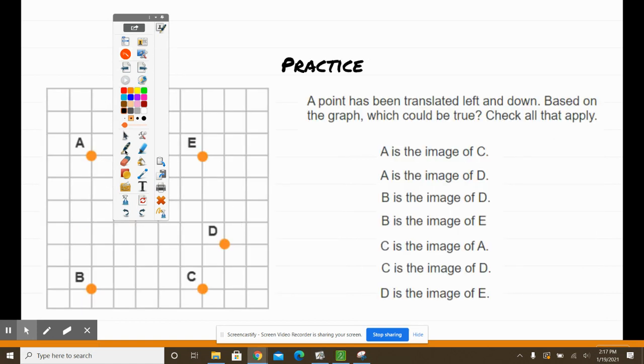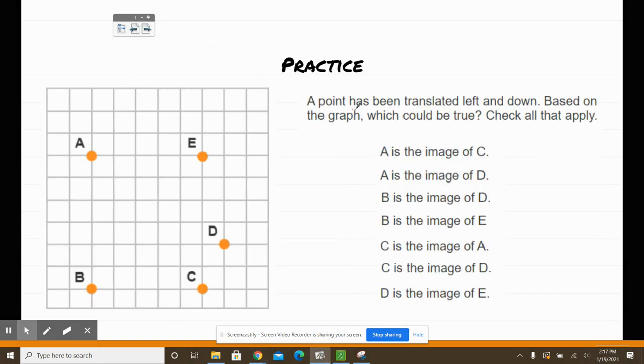So let's look here. They're telling you that you have a point and you translate it left and down. So what could be true? Could A be the image of C? So if A is the image of C, the image is the new, and this is the old. Could A be the image of C if you take a point and you move it left and down? Well, here's the point. Can you move this left and down? No, that's left and up. That's not right.